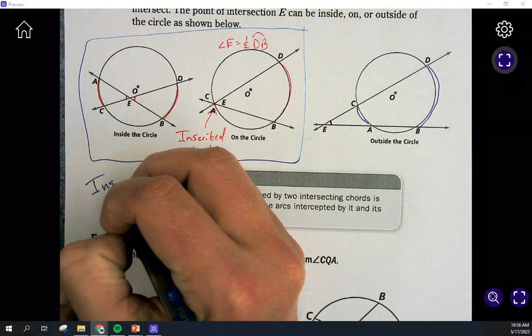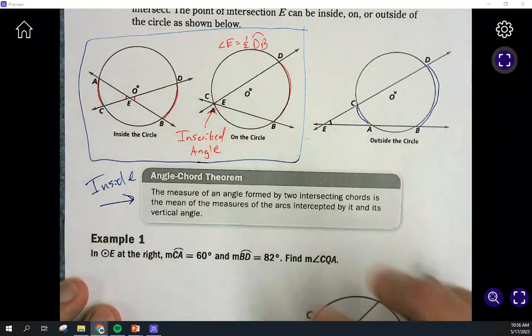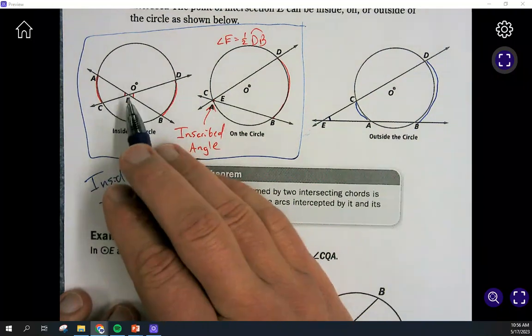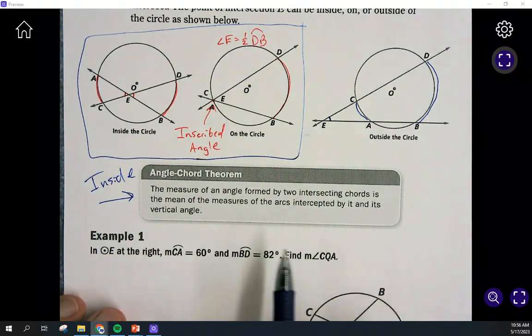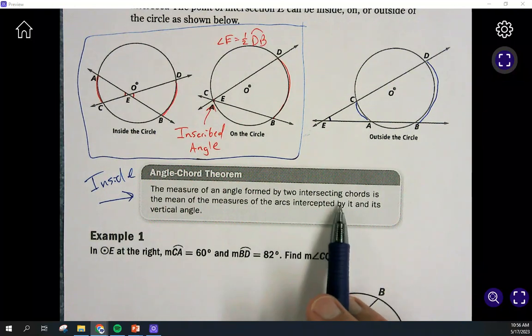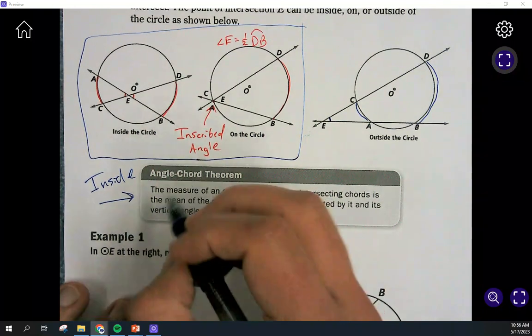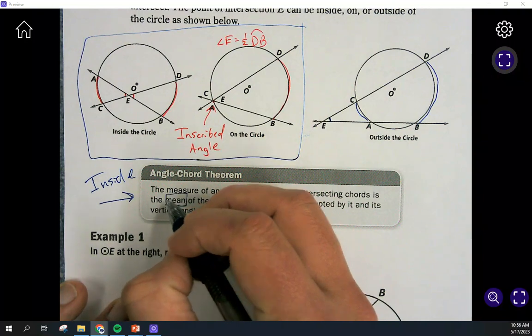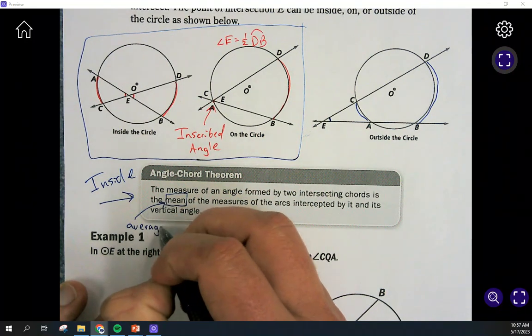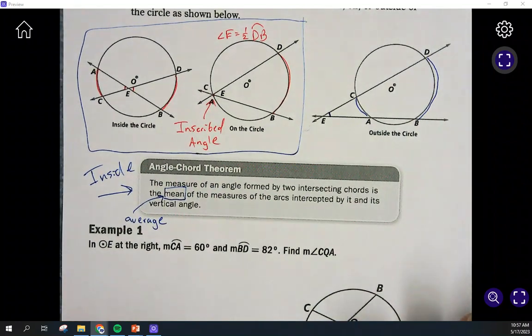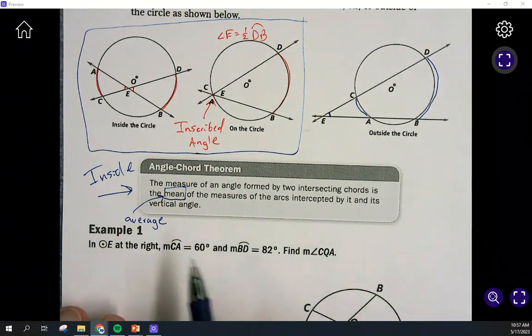So I'm going to go ahead and label it. This is the theorem for when the intersection of the lines is inside the circle. We'll consider it inside if it's on the circle also. It says the measure of an angle formed by two intersecting chords is the mean. We've seen that word before. It's the average. If I want to find the mean of a bunch of numbers, I add them up and divide by how many there are.